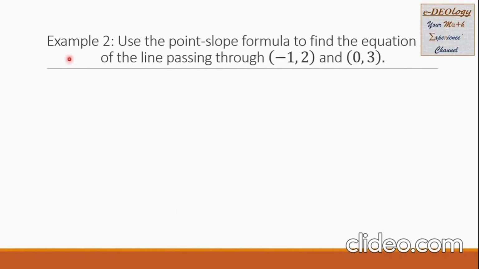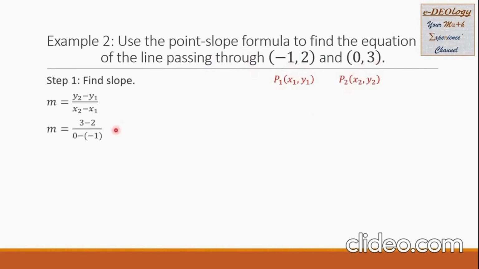Let's have example 2. Use the point-slope formula to find the equation of the line passing through (-1, 2) and (0, 3). In this problem, we have 2 points, but we don't have the slope. So for our step 1, we will find the slope using our slope formula. Let us assign the first point here to be p sub 1 and the second point to be p sub 2. Then let us substitute the values.